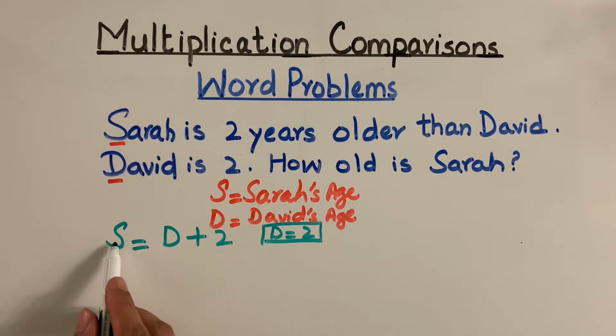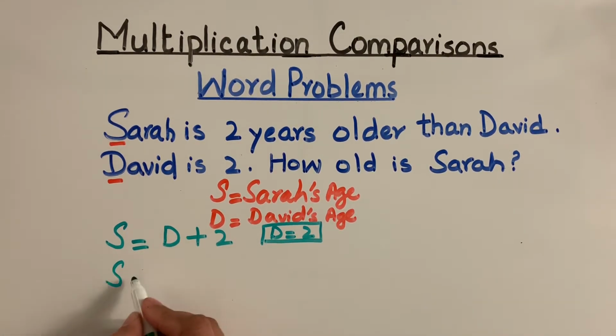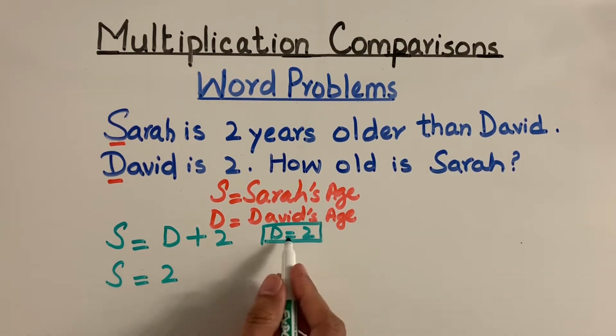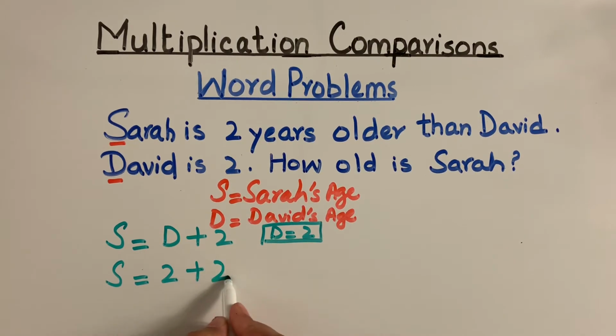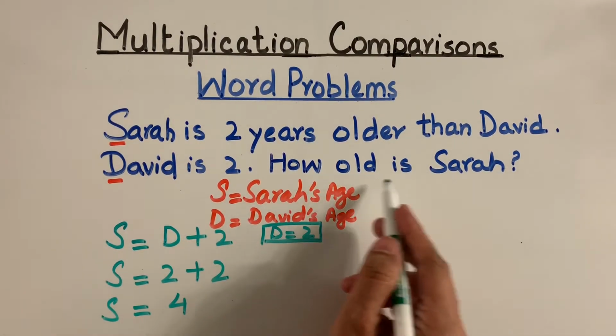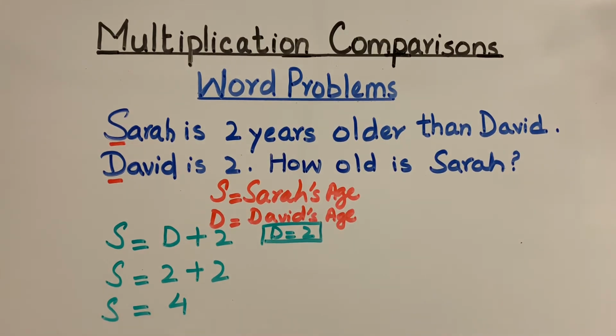Now we can rewrite this equation. Sarah's age is going to be equal to David's age, which is 2, plus 2. 2 plus 2 is equal to 4. So how old is Sarah? Sarah is 4 years old.